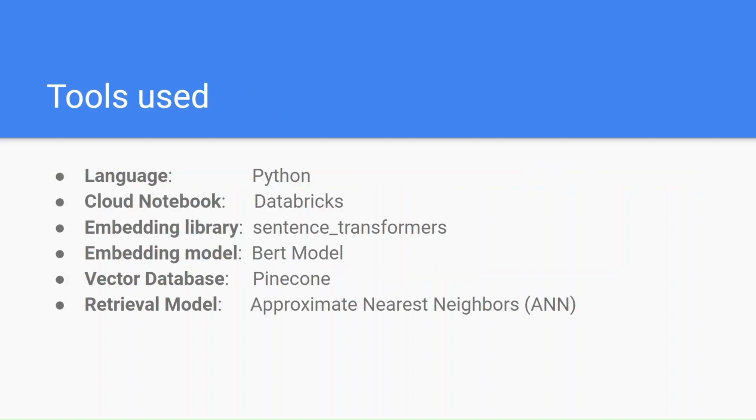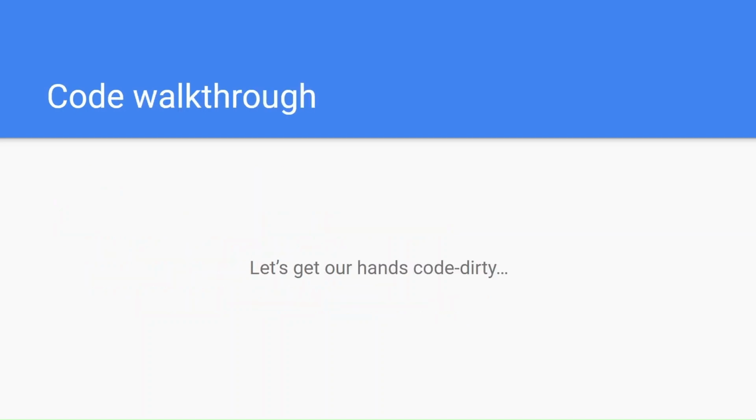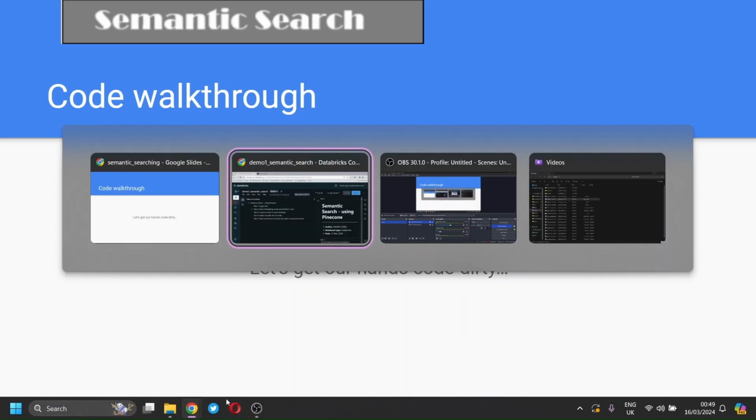The tools which I'm going to use here are Python as a programming language, Databricks as a notebook, then Sentence Transformer as the embedding library that uses a BERT model internally, then Pinecone as a vector database, which implicitly uses approximate nearest neighbor as the retrieval mechanism. So let's get our hands dirty with code and do a code walkthrough.